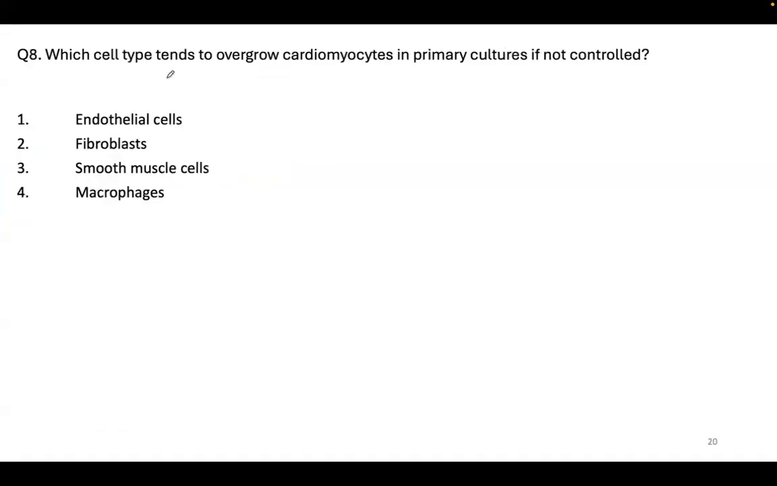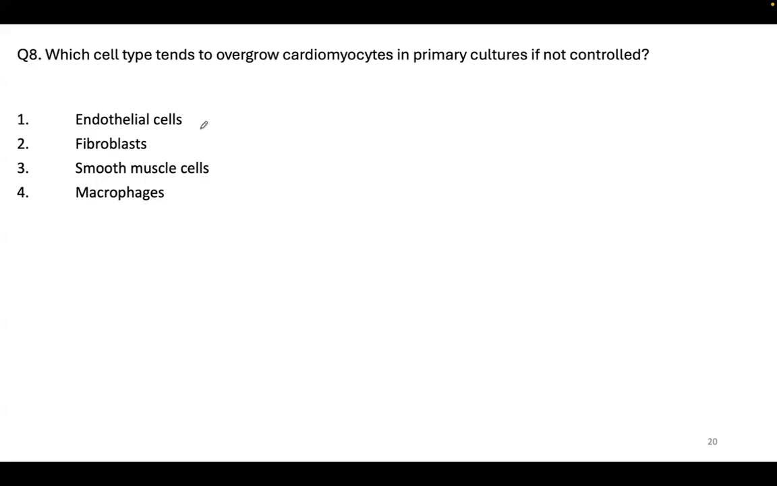Which cell types tend to overgrow in cardiomyocyte primary cultures if it's not controlled? We did not explicitly talk about cardiomyocytes, but it's the same case. Is it smooth muscle cells? I thought it should be fibroblasts.